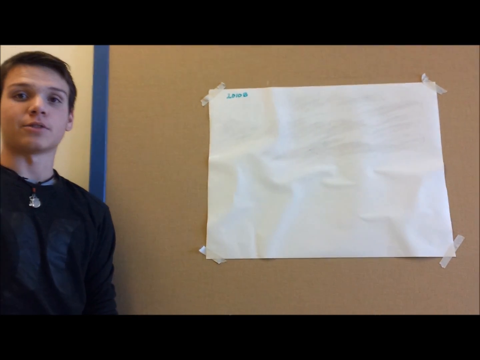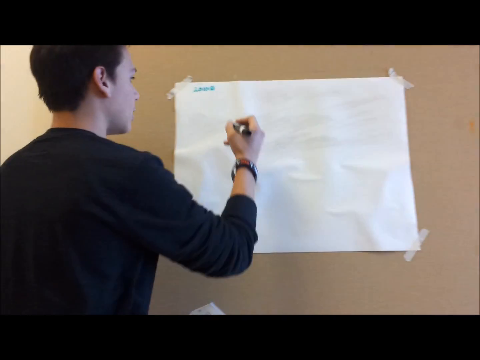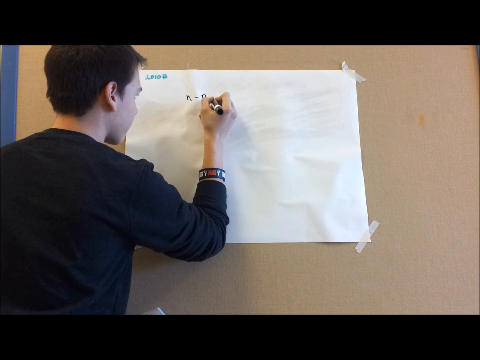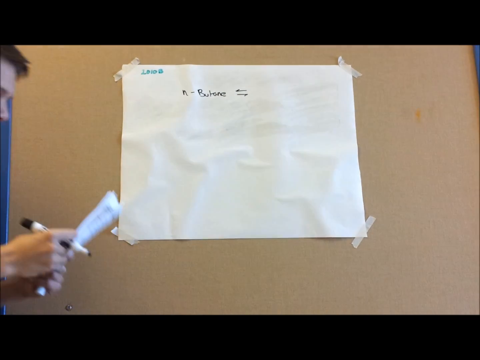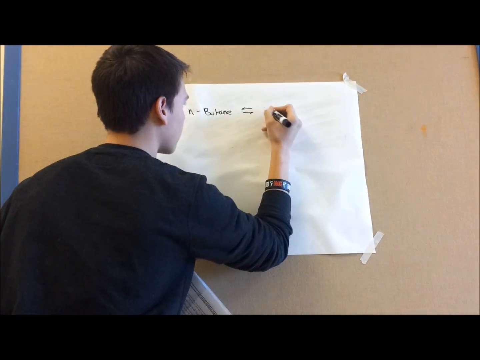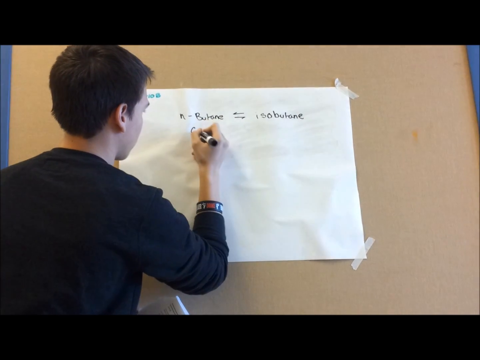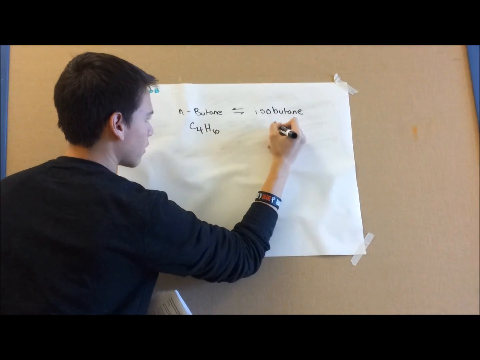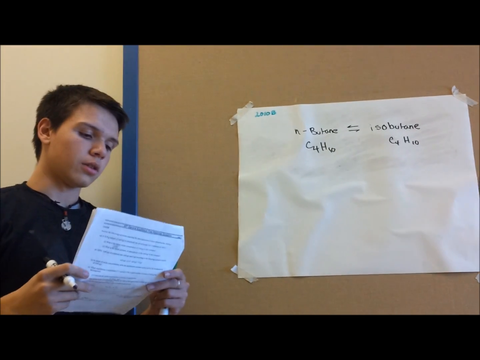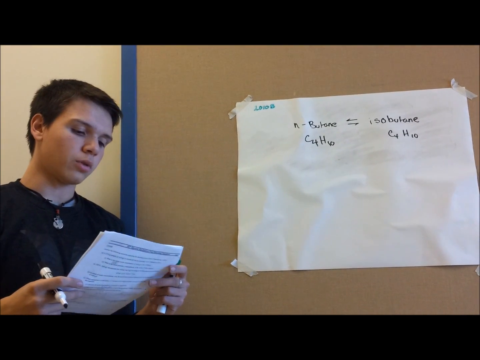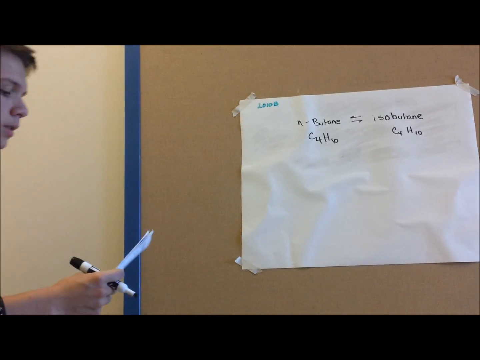2010B AP Chemistry Free Response question. Now our question deals with two isomers, N-butane and isobutane. The first part is, draw the structural formula of each of the isomers. Include all atoms and clearly label each structure.